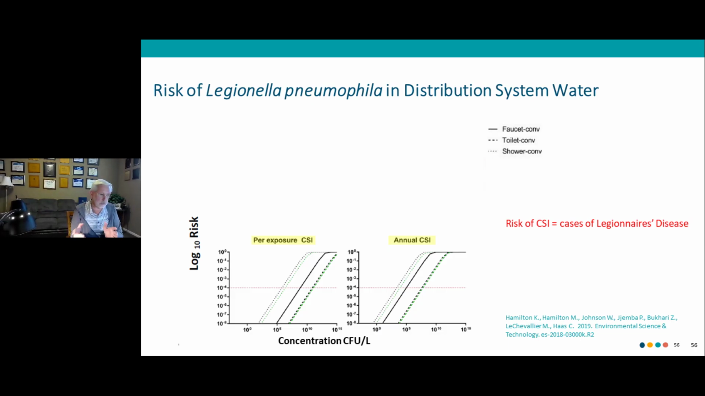What's the risk of being exposed to that one result? The analysis was done in that way, but more commonly, which we do for Giardia and Cryptosporidium viruses, we express that on an annual basis. So that's the annual risk of getting Legionnaires disease.